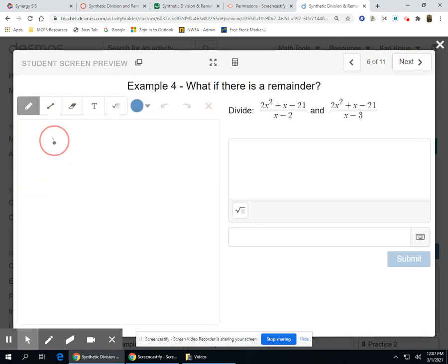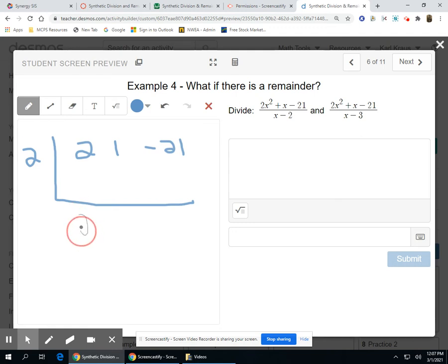So example 4 is also going to have a remainder on one of them. Anyway, so 2 on the outside here, 2, 1, -21. Bring down the 2. 2 times 2 is 4. Add, you get a 5. Multiply, get 10. Add, get negative 11.